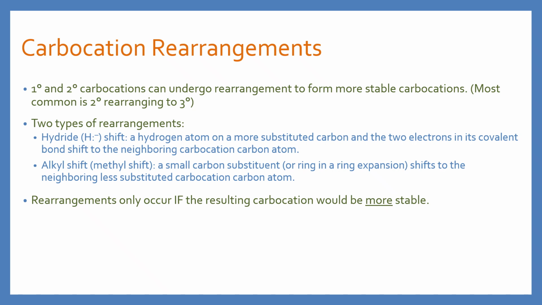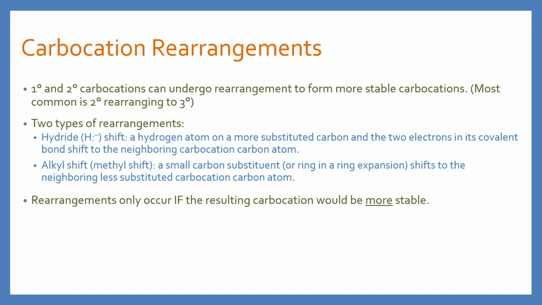The other type of rearrangement is called an alkyl shift. There are actually several different types of alkyl shifts. The one that we will see the most in this course is a methyl shift. This is when a small carbon substituent shifts to the neighboring less substituted carbocation carbon atom. You can also see a ring and a ring expansion, but that's not really something we're going to cover in this course.